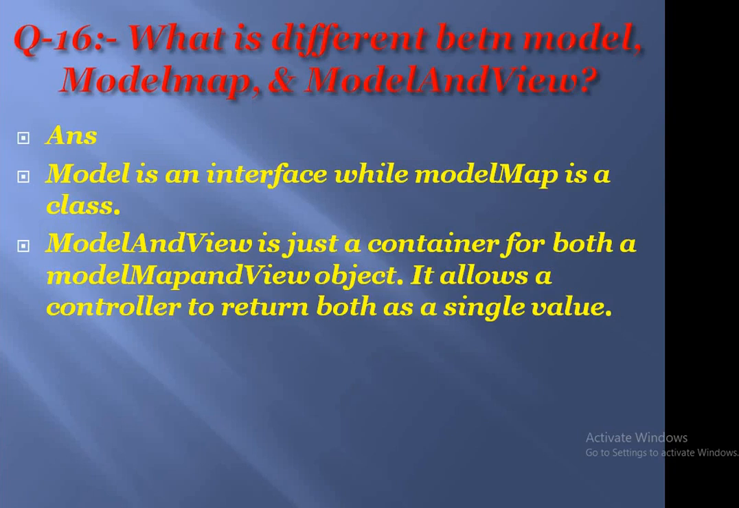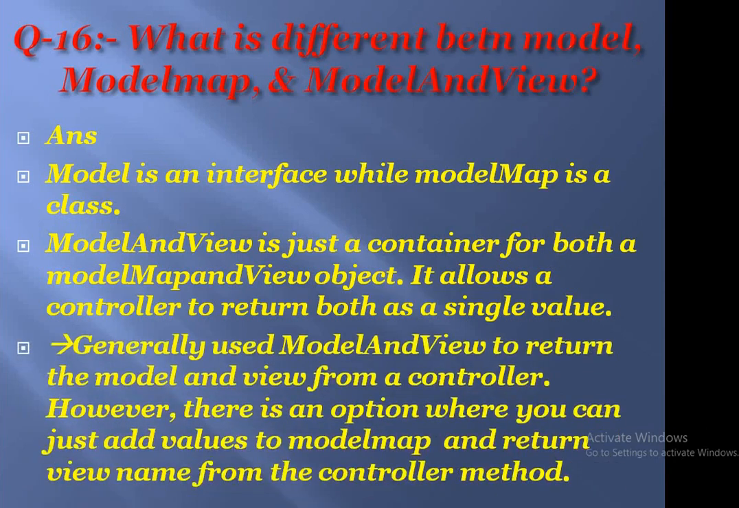It allows a controller to return both as a single value. If we declare the return type as ModelAndView, we can return both the model, that is the data, and also the view name, as a single object.